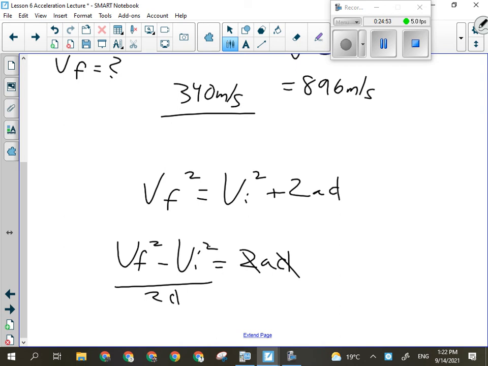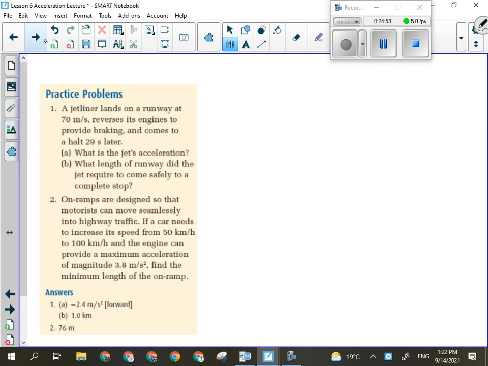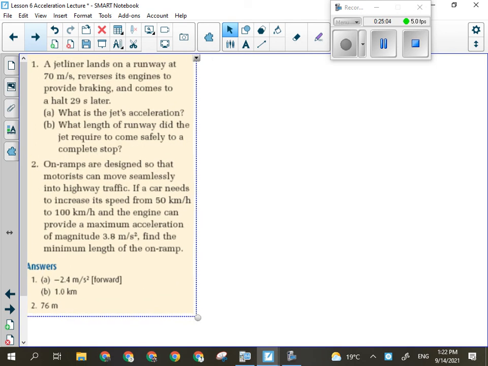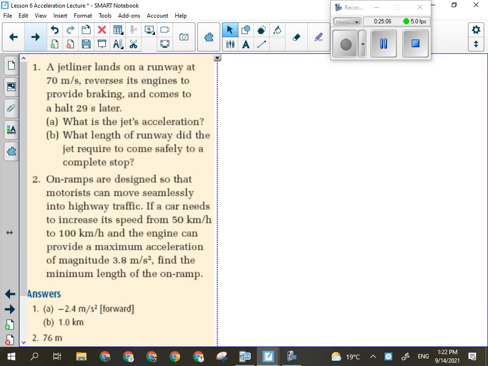All right, try these two here. On some of these you can actually use some other formulas, so look at what you're given. You may not necessarily have to use the formula we just went over, so you can pick something else if it applies. I'll give you a few minutes on those and then we'll walk through them together.